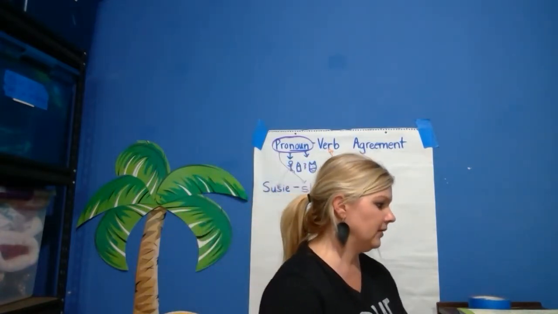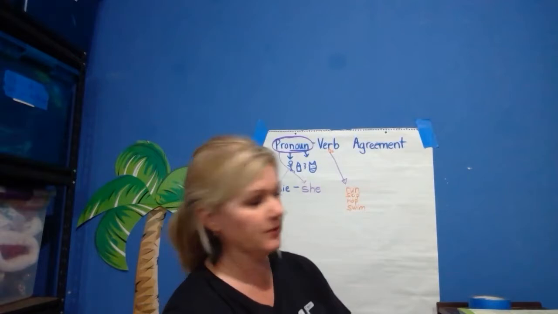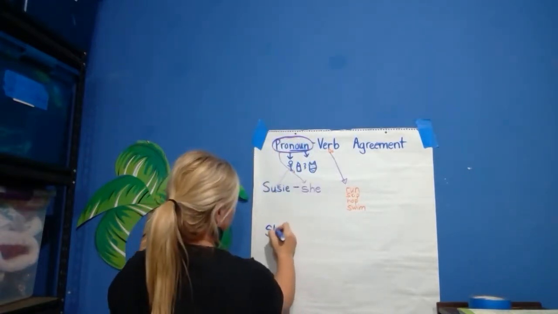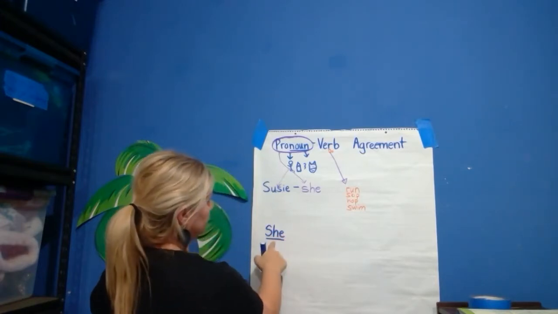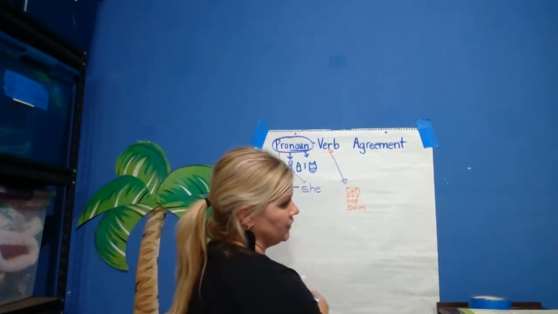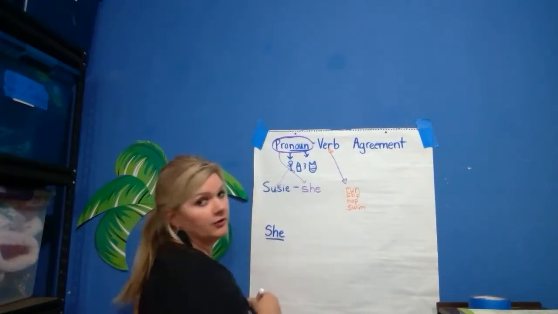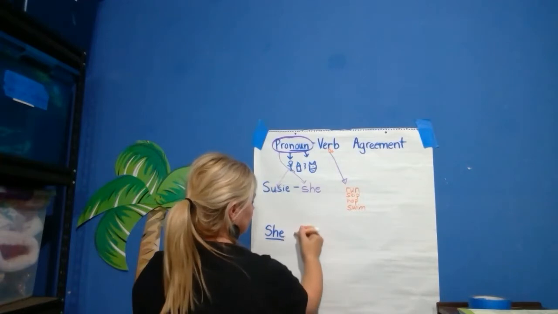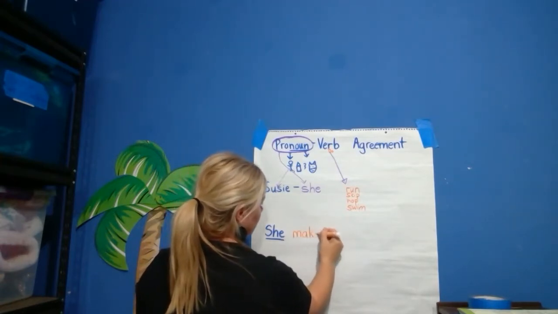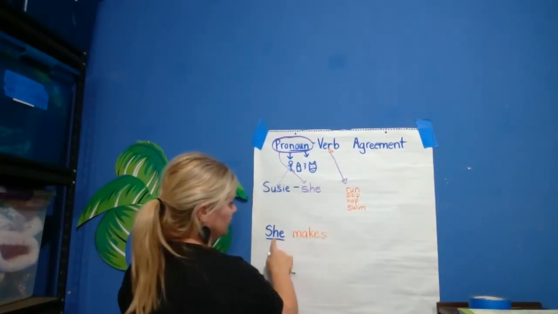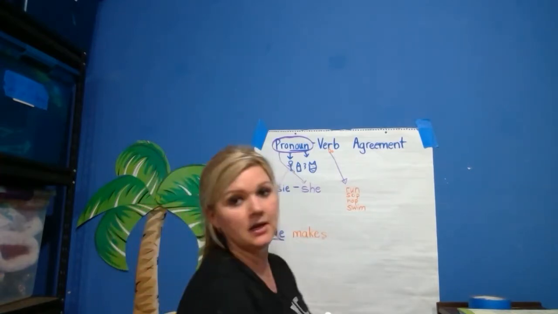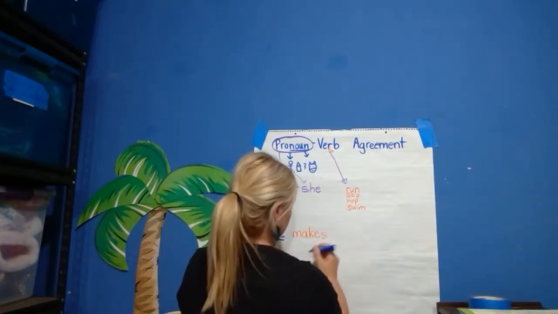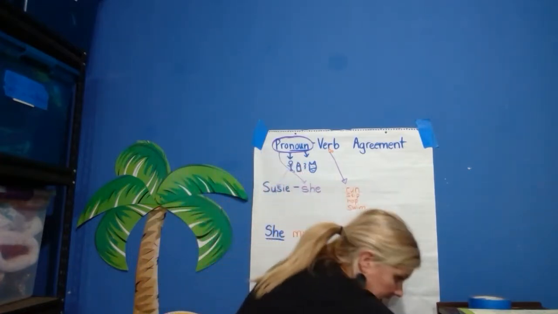I'm going to go ahead and write another little sentence here. I'm going to say she. This is our pronoun. And what does she do? She makes. That's our verb because making is an action, and I'm adding that S to it. She makes, see that little S there? She makes, let's say, delicious cake. She makes delicious cake. Let's use another color for that.